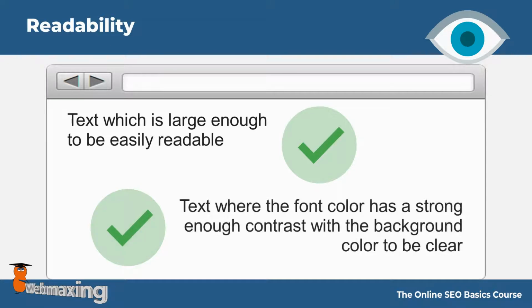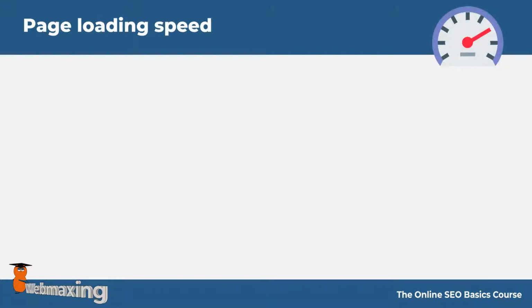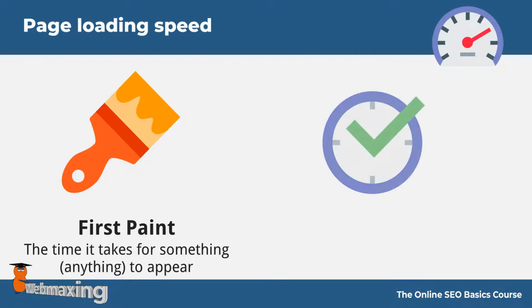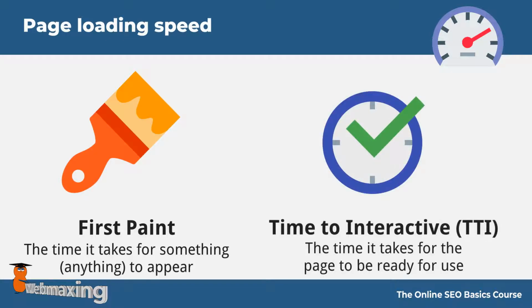We'll see how you can test your pages for this in a moment, but first let's talk about page loading speed. How long it takes from clicking a link to your website in the search results to seeing the content of your page. This is measured in two ways. First paint, the time it takes for something to appear, giving the user a sense that your website is actually working. Time to interactive, the time it takes for the page to be ready to use. So main content loaded, links are clickable, etc.